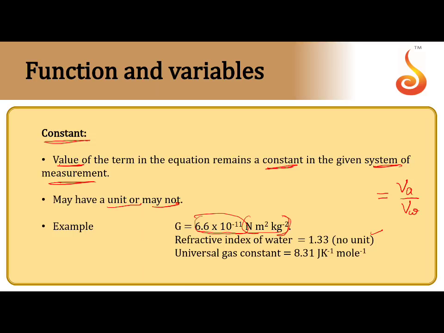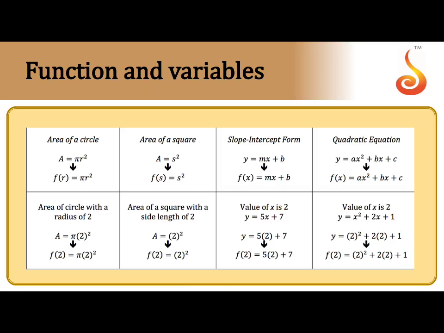Universal gas constant: this is the numerical value, this is the unit. This value will remain a constant. Even in physical constants, you can have a number like 2, half, etc. They don't have a unit.